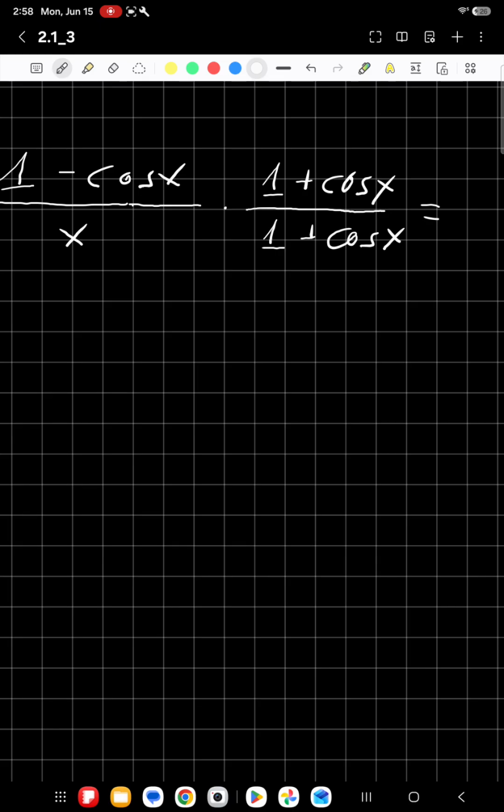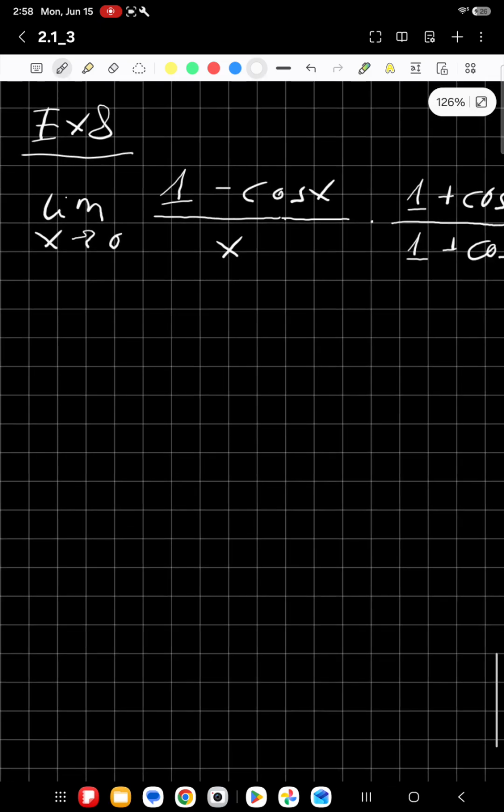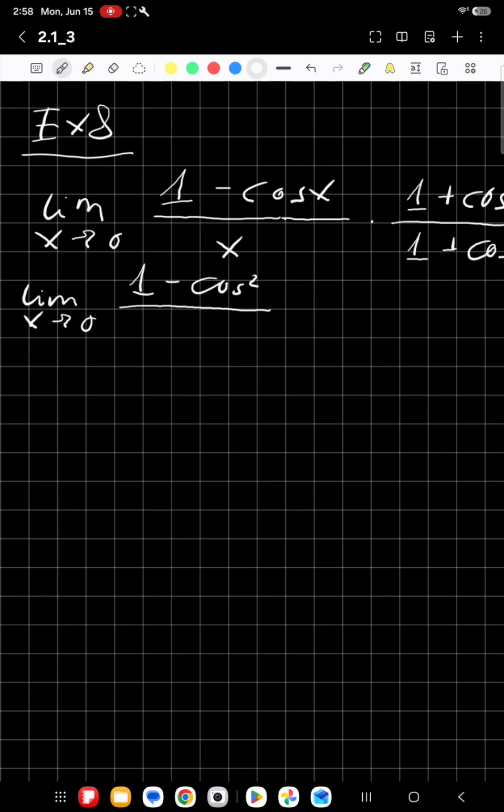I'm not changing anything, I'm multiplying that function by 1. If I do that, I have the limit as x goes to 0, the top will be 1 minus cosine squared x, and the bottom I have x times 1 plus cosine x.